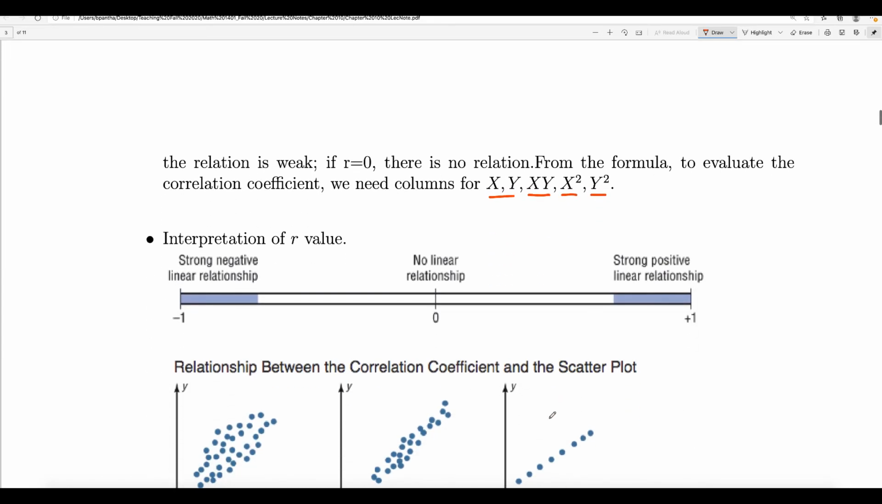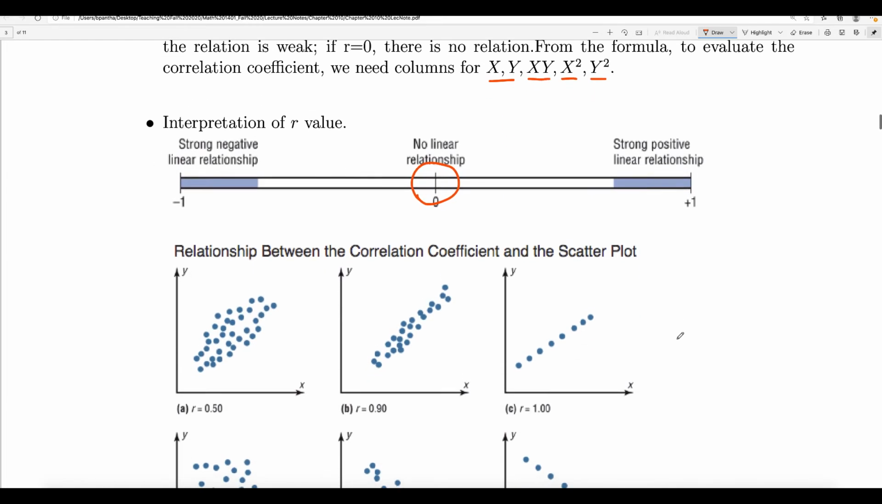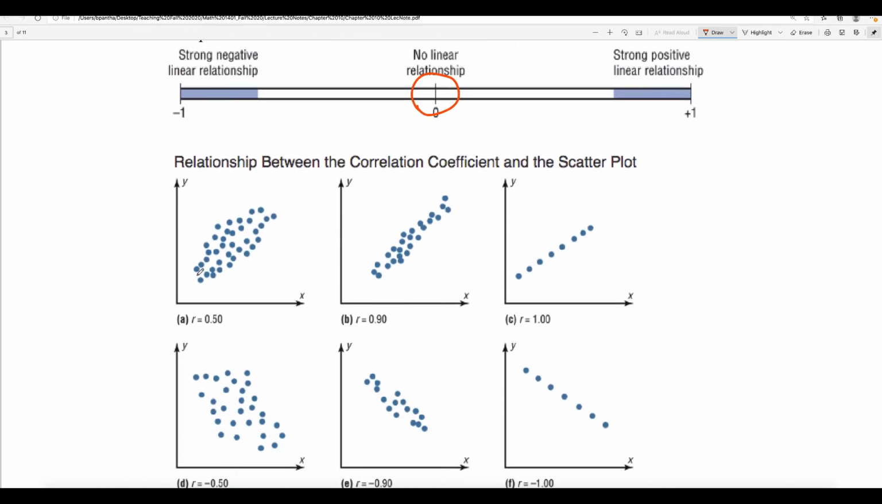Look at the interpretation of the R value. If R is close to 0, we say no linear relationship. If R is close to negative 1, we say negative linear relationship. If R is close to positive 1, it is called positive linear relationship. This is 0.5, close to positive 1. This is 0.9, which is even closer.